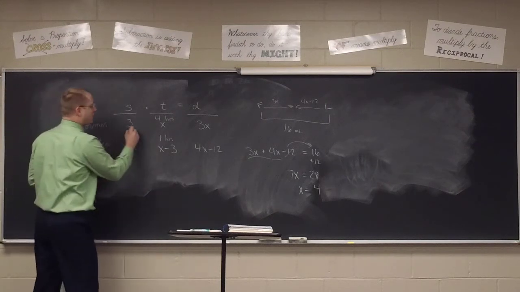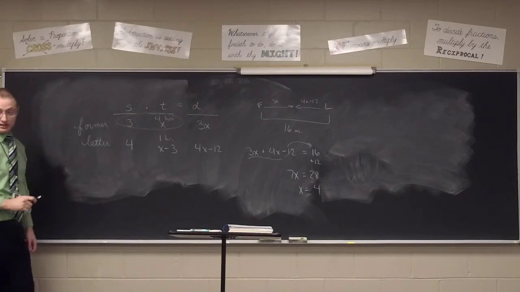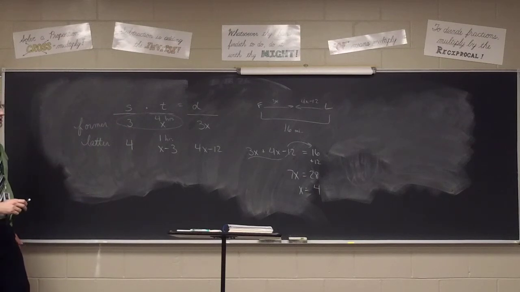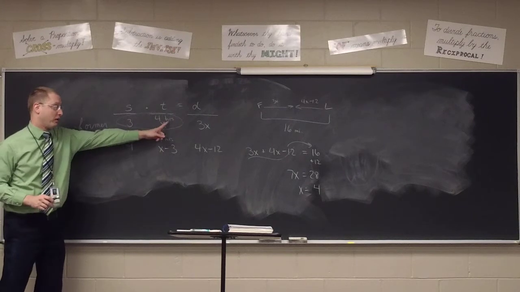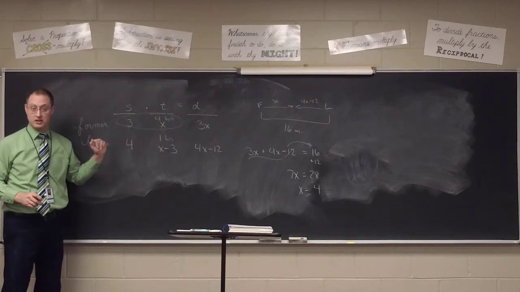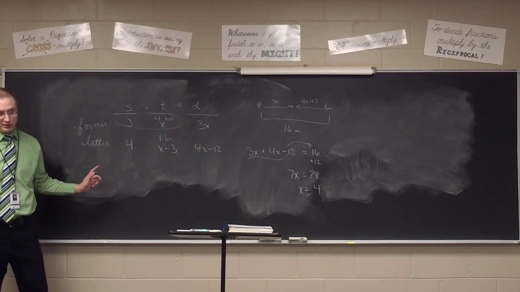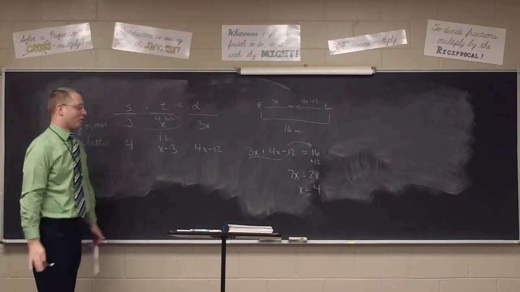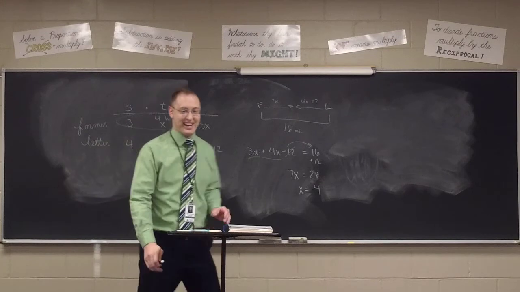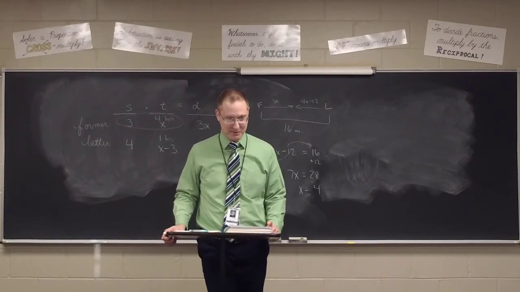So the former walked how far? 3 miles an hour for 4 hours. How far? 12 miles. Where the latter only walked 4 miles. But because she didn't walk as long, she looks great. All right, anyway, questions on the problem.